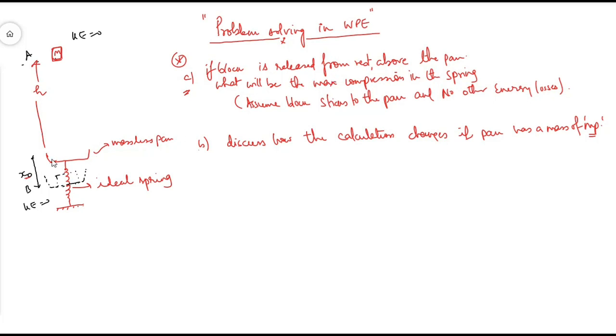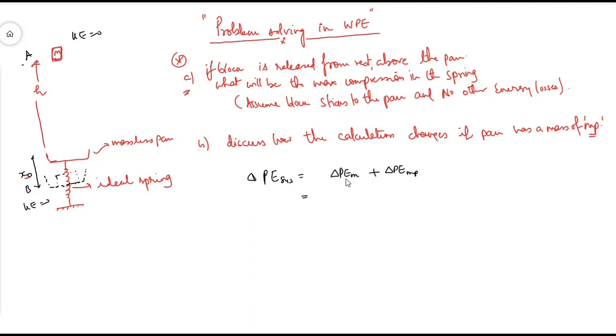Now this pan is also changing its configuration in the gravitational space from this point to this point, so this is also contributing to the total change in potential energy of the system. So the total change in potential energy of the system, delta PE of the system, is coming from delta PE of this mass plus delta PE of this pan.